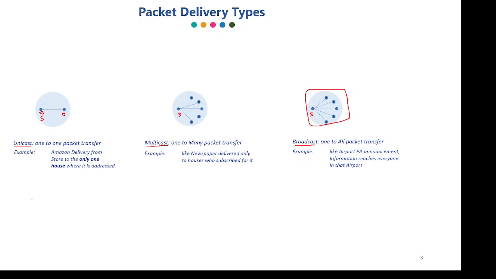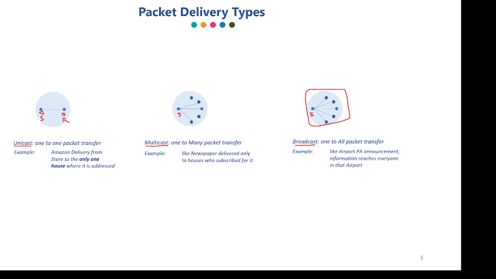For analogy, we can take unicast as like an Amazon delivery. For example, you order something from Amazon, and it delivers just to you. So it's one to one, right? From you to Amazon, Amazon to you. It's purely one to one. There is only one packet, one copy, and it comes from the sender on one side to the receiver on the other side. That's just an example.